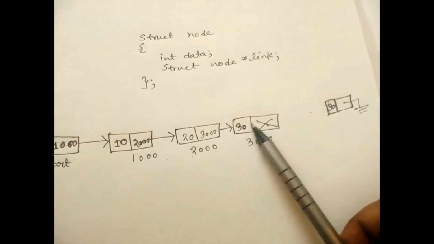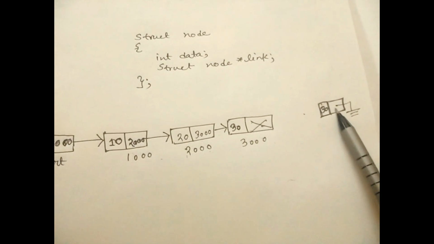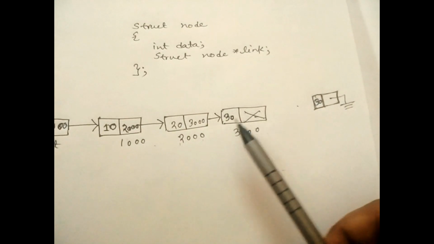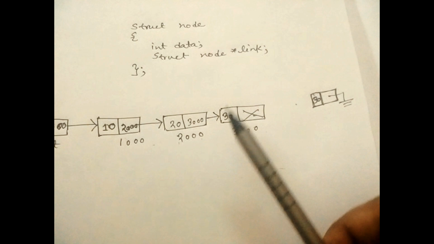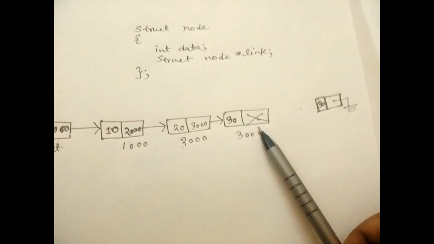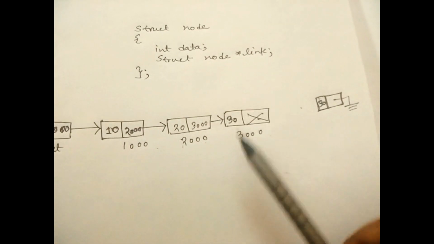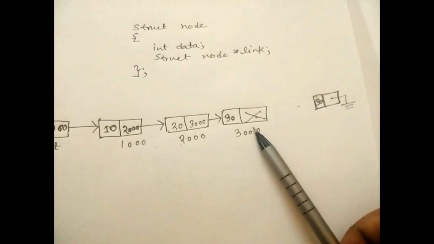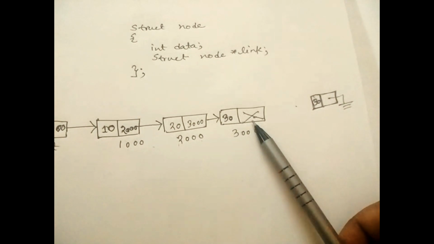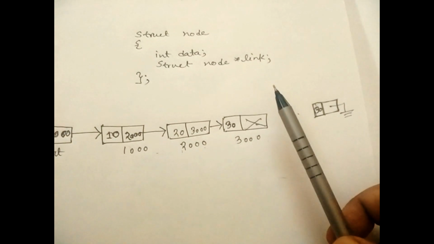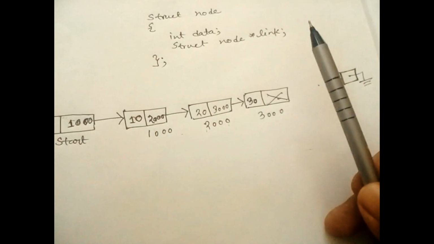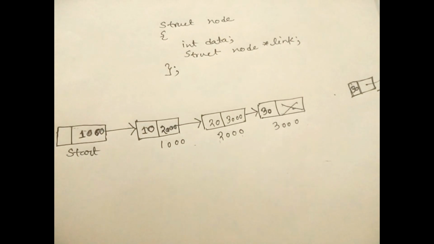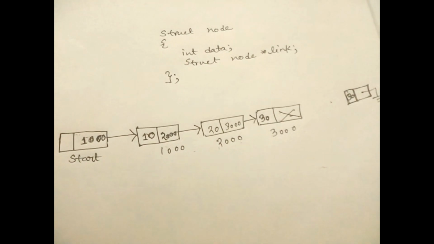Null is expressed by a cross, or you can use it in this way. Generally null indicates the list has ended here. So how do we understand if the list is ending? If a node has null in the link part, that means the list ends here. Clear? Now we will see how to create a node with the help of a C program.